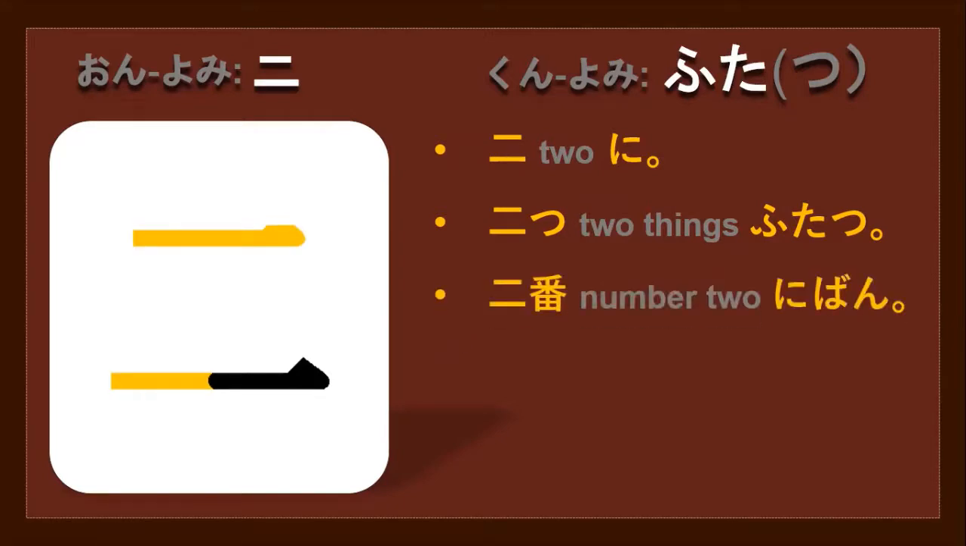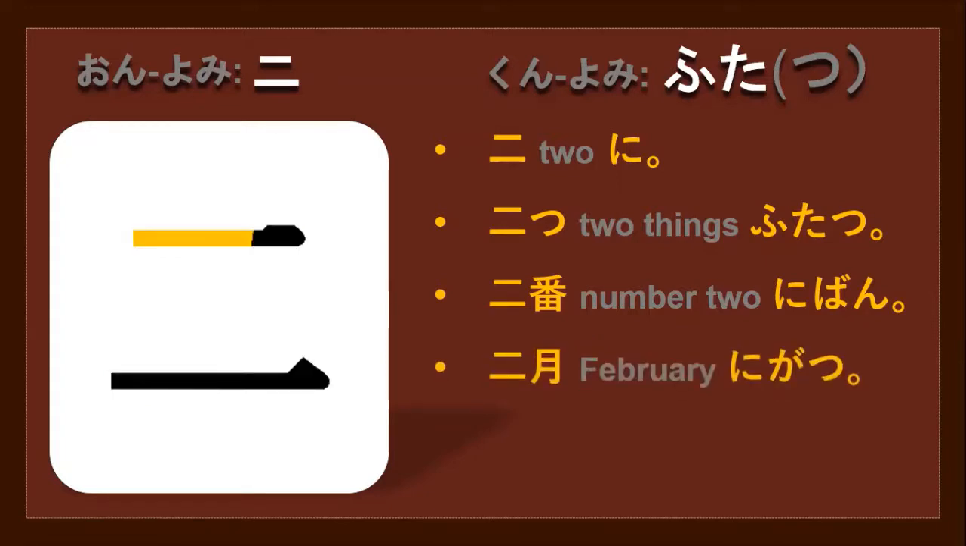And number 2 is 二番, niban. Yes, niban. Ban is for number. Okay, so number 1, number 2 is ban.